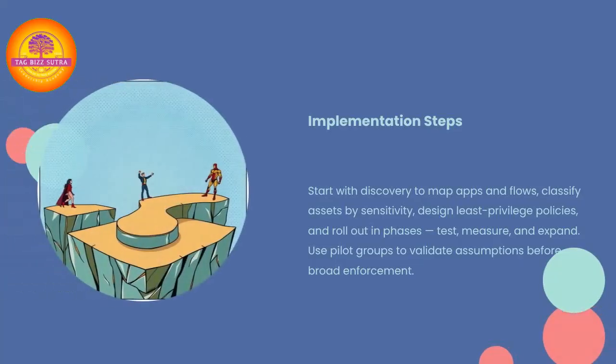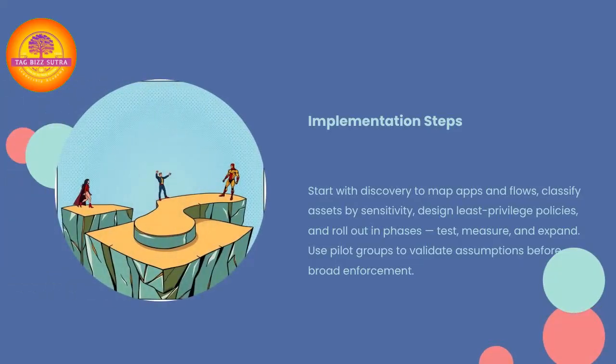Start with discovery to map apps and flows, classify assets by sensitivity, design least privilege policies, and roll out in phases: test, measure, and expand. Use pilot groups to validate assumptions before broad enforcement.